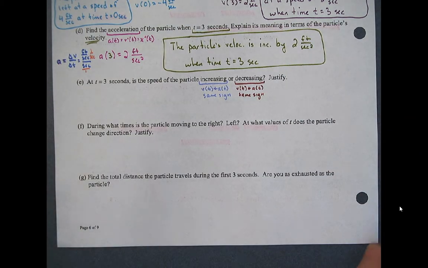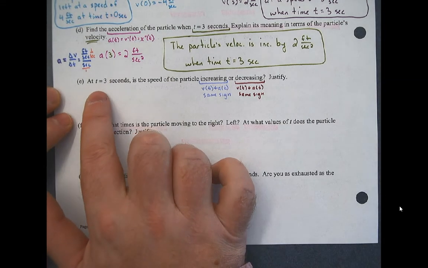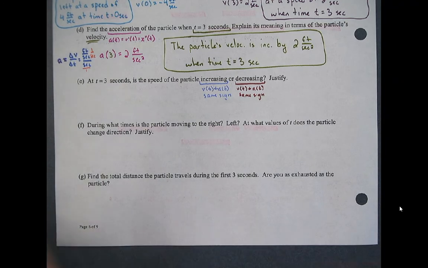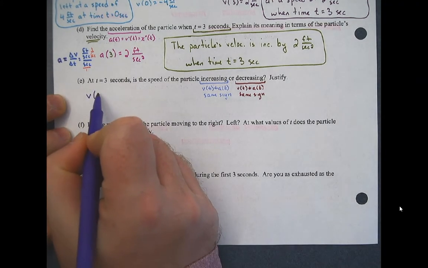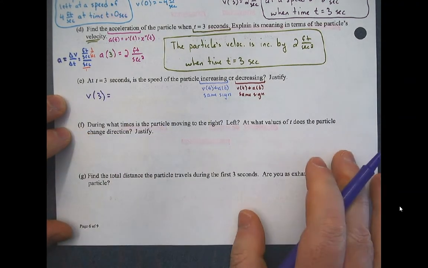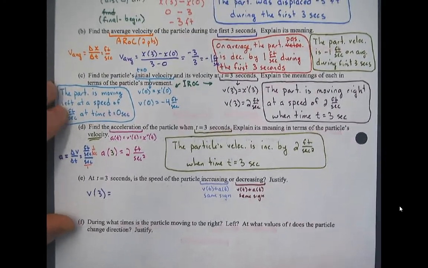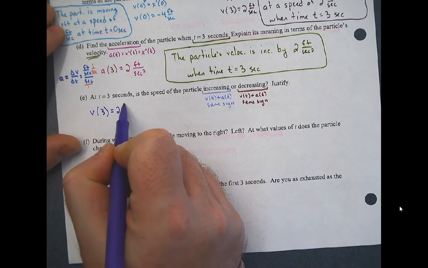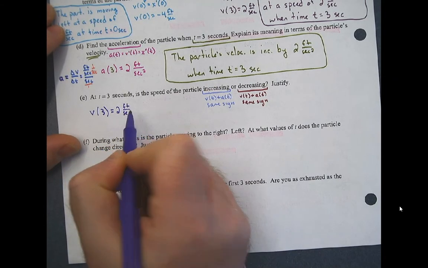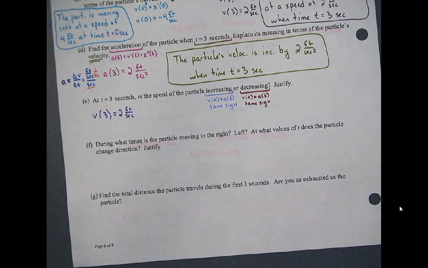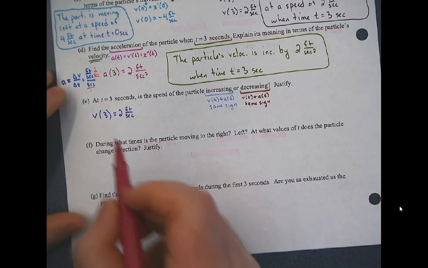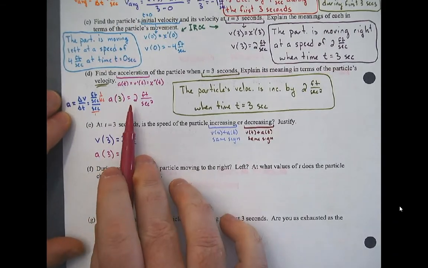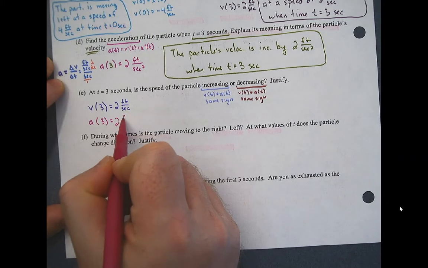All right, so let's figure this out. What's happening at t equals 3? So let's find my velocity at 3. Well, I think we already did this, didn't we? Yeah, right here. Velocity at 3 was 2. I like units. My acceleration at 3, we just did that in the example up above, is 2. I like units.